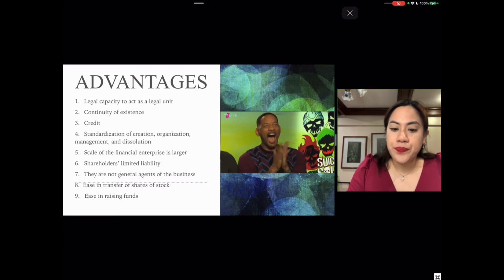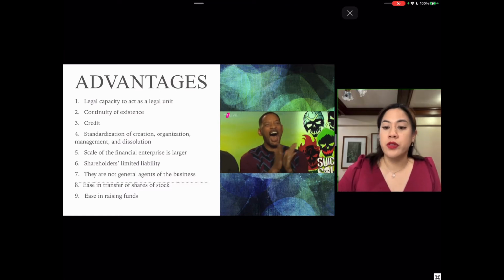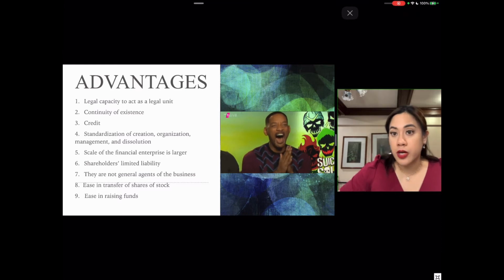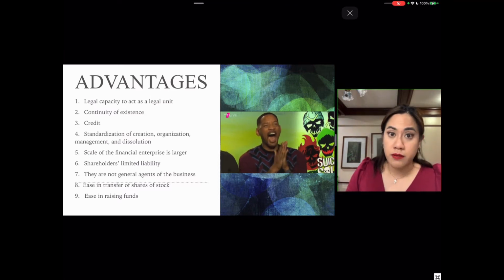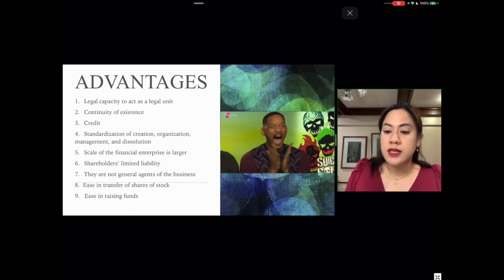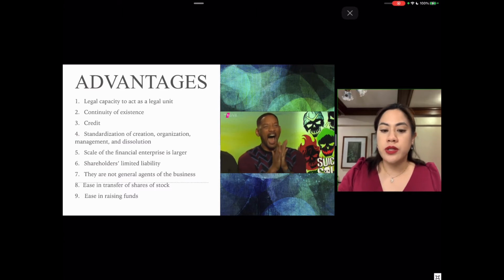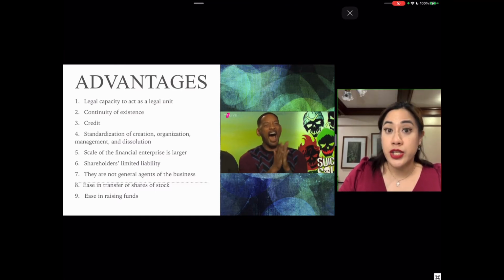Number 6, there is a limited liability on the part of the shareholders. Unlike in a partnership, you remember a limited partner can be liable personally if they partake in the management of the partnership, or if their name is in the firm name and there are no exceptions. Here, a shareholder's liability is definitely limited unless you're going to pierce the veil, which we just discussed. Number 7, they are not general agents of the business, since a corporation, as previously mentioned, acts through its board or officers, board of directors, board of trustees, or officers. Unlike in a partnership, where if you remember Article 1818 of the Civil Code, partners are agents of the partnership.